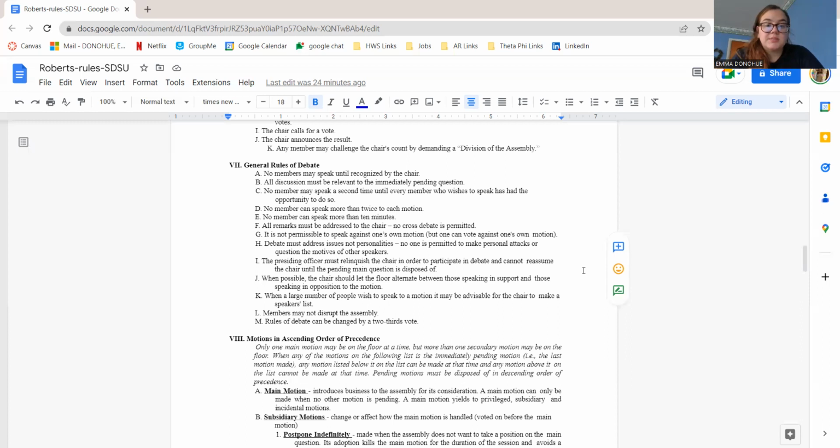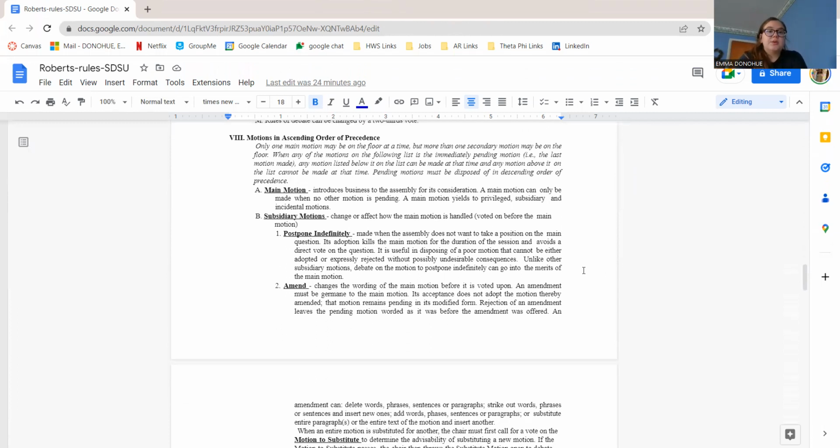Members may not disrupt the assembly, and rules of debate can be changed by a 2/3 vote. So if the group as a whole and our chapter as a whole realizes that some of these just don't work for us, that has to be voted on with a 2/3 vote for that to be approved.